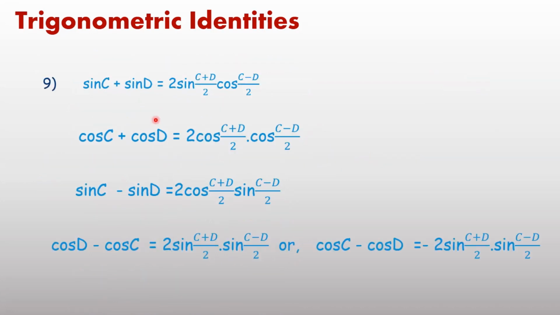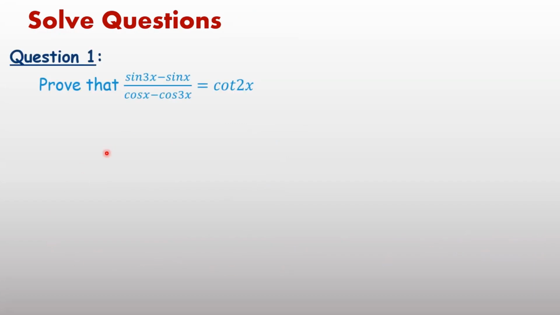These four identities are written as: sin c plus sin d equal to 2 sin((c+d)/2) cos((c−d)/2). Cos c plus cos d equal to 2 cos((c+d)/2) cos((c−d)/2). Sin c minus sin d equal to 2 cos((c+d)/2) sin((c−d)/2). And cos d minus cos c equal to this result, multiplied by minus, so cos c minus cos d equal to minus 2 sin((c+d)/2) sin((c−d)/2).